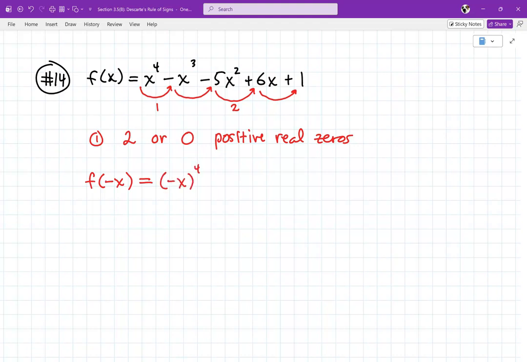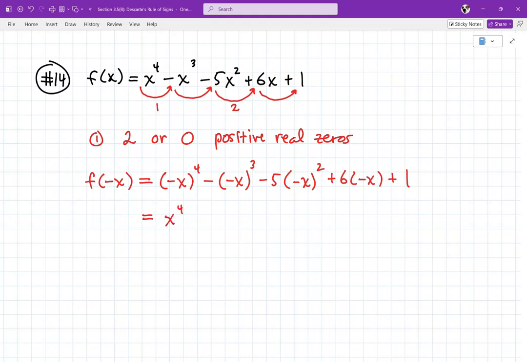Negative x to the fourth minus negative x to the third minus 5 times negative x squared plus 6 times negative x plus 1. So again, I'm just plugging it in. I don't have to multiply stuff out or anything. I'm just plugging it in, and I'm going to simplify it right now. So negative x to the fourth, well, that's x to the fourth.